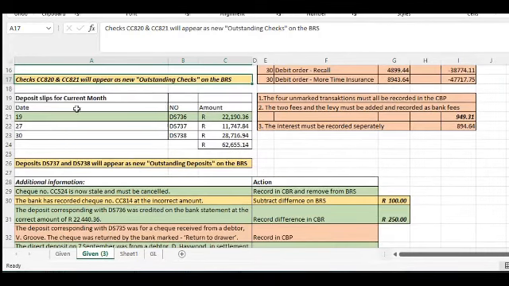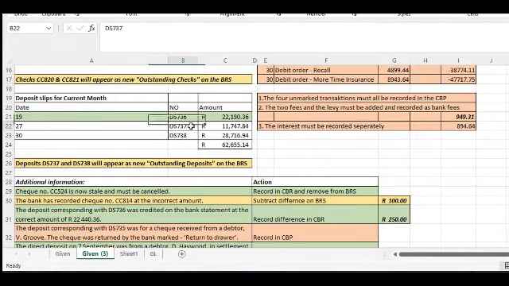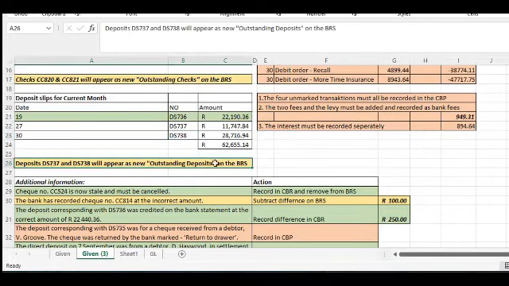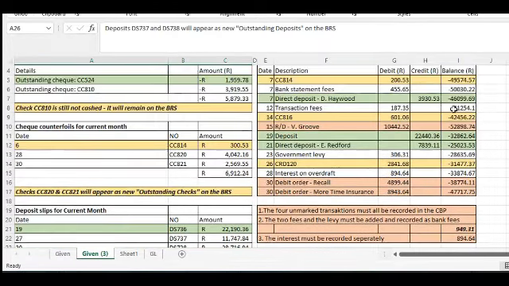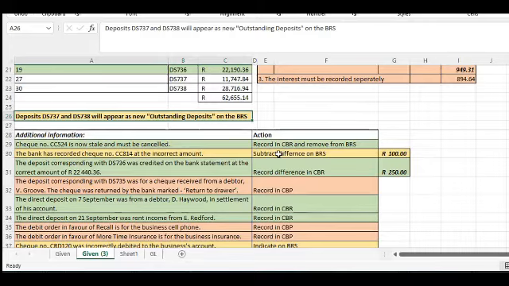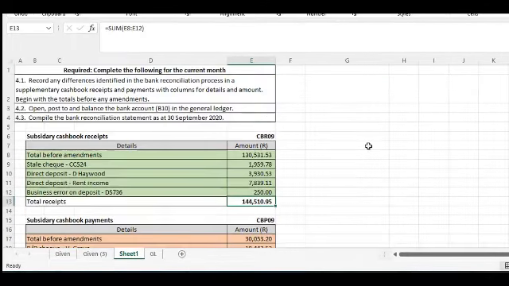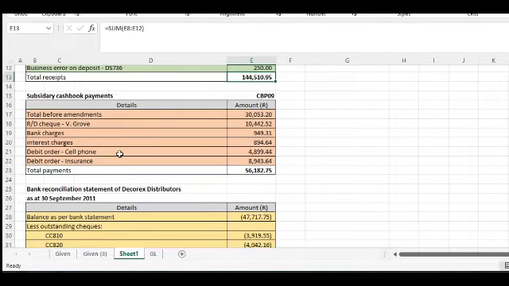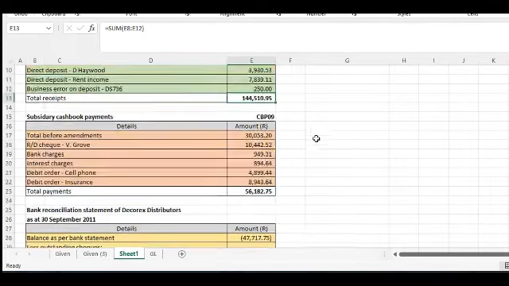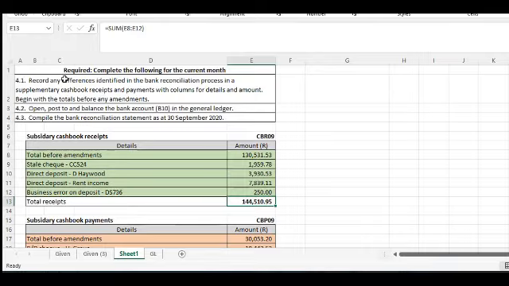If we look at our deposit slips, we see that deposit slip 737, this one, and 738, will appear as new deposits on the bank reconciliation statement, and we expect to find them, as with the checks, on next month's statement at the beginning of the month. Okay, so now we can actually complete the subsidiary cash book receipts and payments and the bank recon for the next month. So it says 4.1, this is what we required and what we get the marks for.